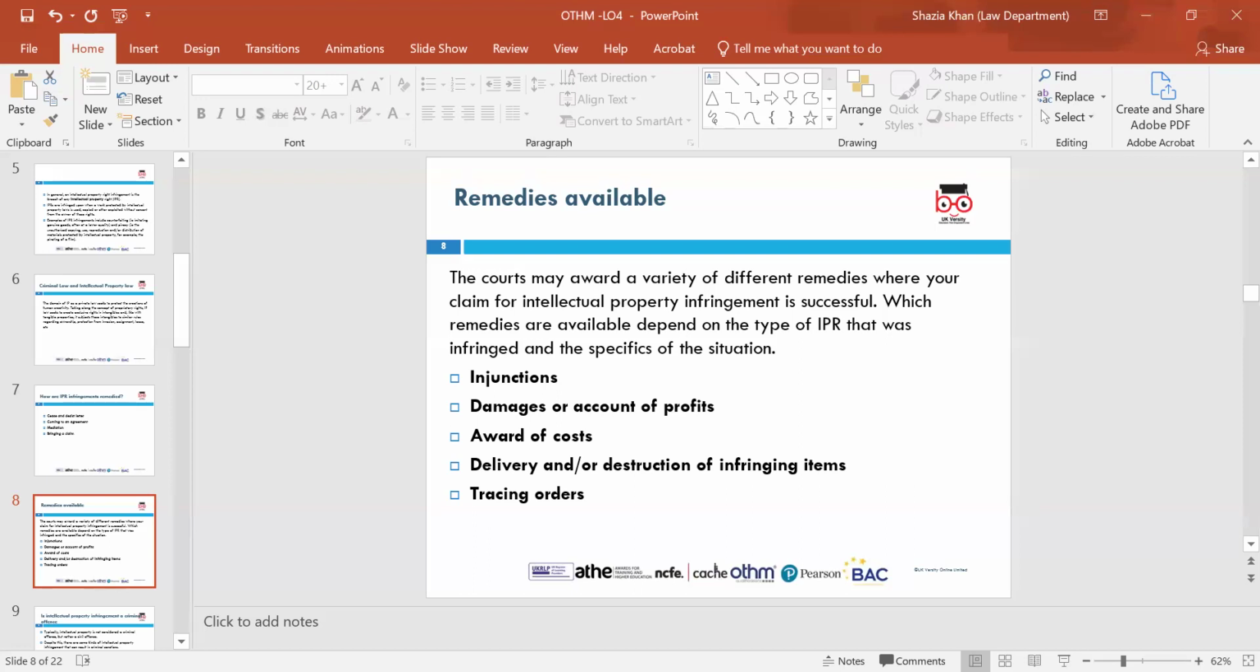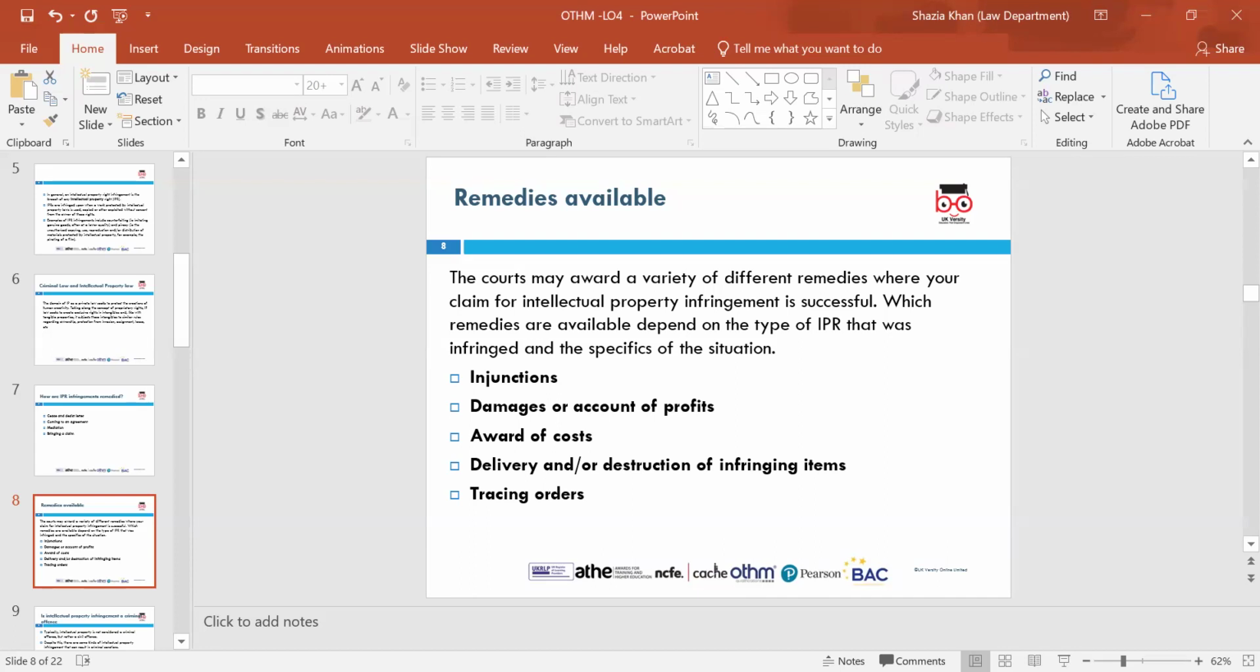The courts can award such compensation in the form of damages or an account of profits. The intellectual property owner is typically given the choice between either remedy, but they can only choose one. Damages usually cover the value of damage done to the IPR owner, while an account of profits covers the profits that the infringing party has made as a result of their infringement. So, as I just said, it's either one or the other.